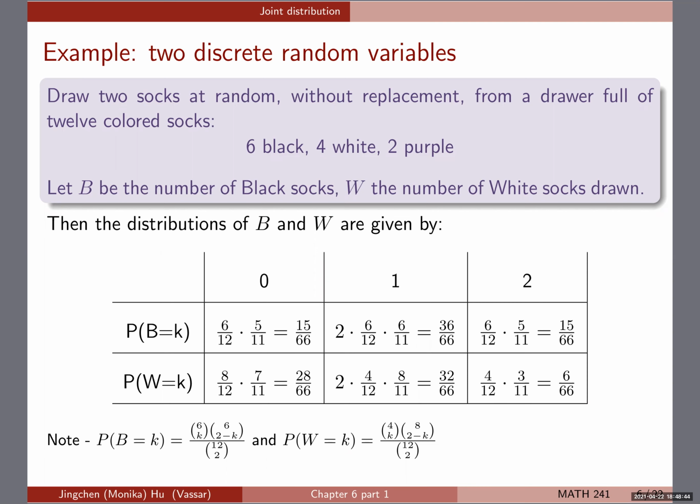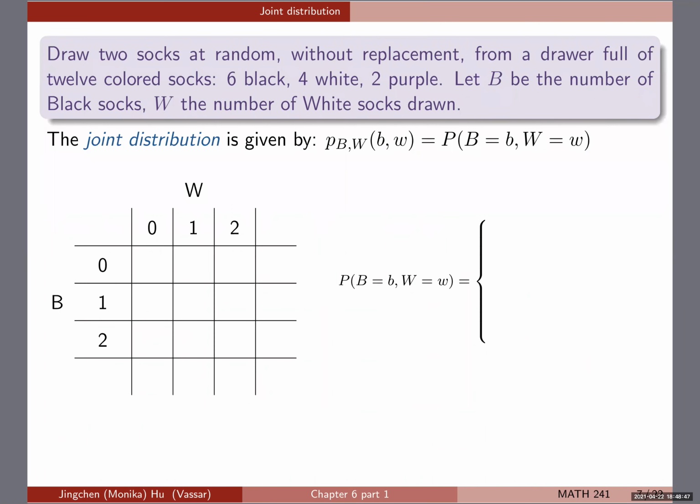So now let's come to a new table. Instead of only looking at B and W separately, each taking 0, 1, 2, we're looking at what we mean by joint. As you can see from the notation here, it's a PMF because these are discrete random variables, so I'm using P to represent the PMF. We are using the subscript B, W, both capital letters, to represent the PMF of these 2 random variables.